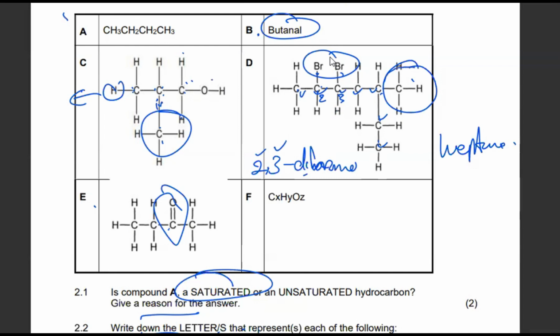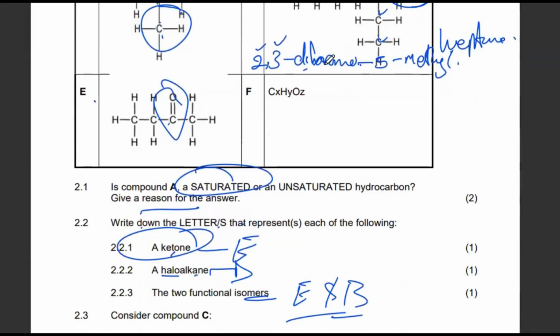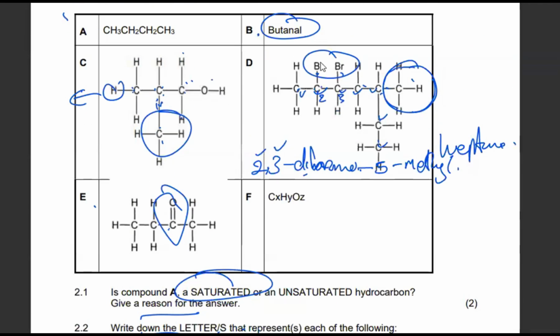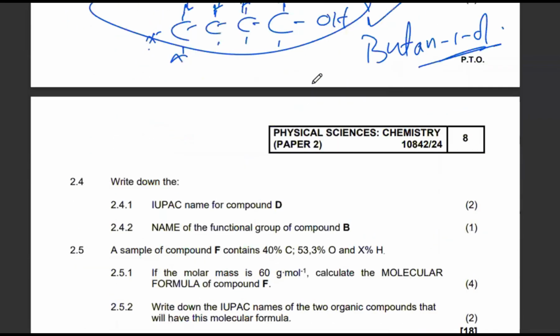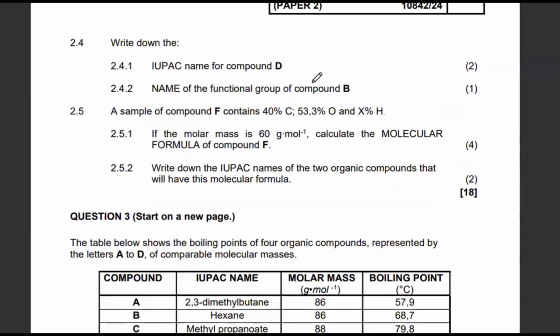Then now I have to bring in this methyl group. 1, 2, 3, 4, 5. So 2,3-dibromo-5-methylheptane. That's it. How do we mark? Obviously, we'll mark this, and then we also mark the side groups or branches. I hope you got it right, guys.